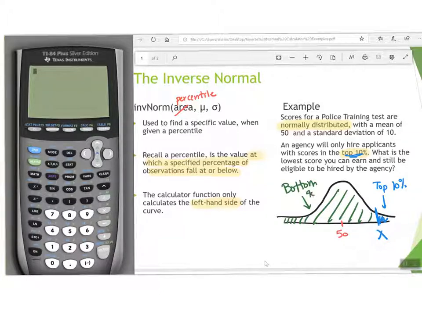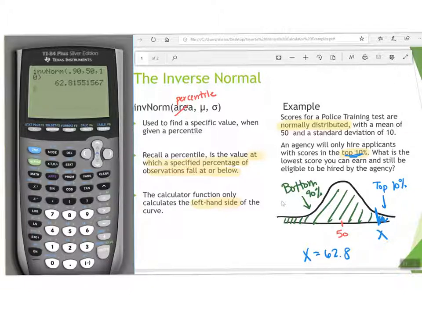And in our calculator, we're going to go to second vars. And in second vars is a function called inverse norm. Inverse norm wants you to give it that area, so that left-hand area or that 90th percentile here, which is 0.9 as a decimal. Express it as a decimal, comma. Then we can set the mean of the curve, which is 50, and the standard deviation, which is 10. We type those in, press enter, and we get the value that corresponds to the top 10 percentile is a 62.8 on the particular training.